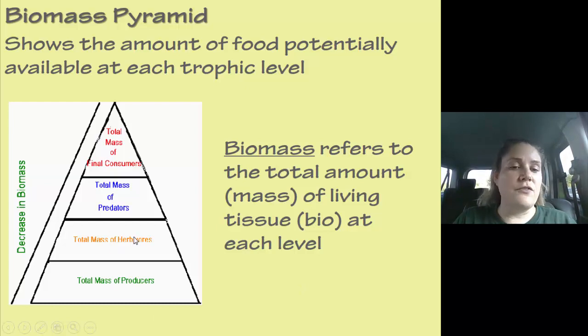Now we go and find the mass of all of the herbivores. So we get all the rabbits, all the chipmunks, all the squirrels, anybody who's an herbivore, a deer, if you got deer running through your yard, maybe we'll grab them and throw them on the scale. We find the mass of the herbivores. That's going to be less than the mass of all the producers.